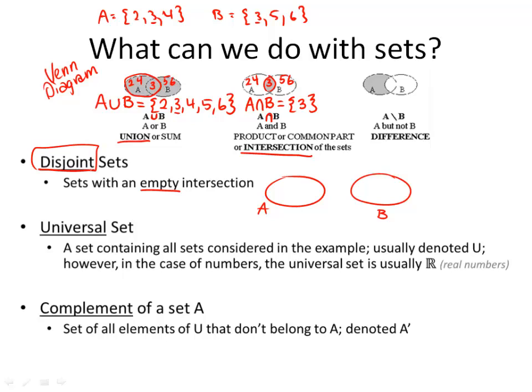Now you also have the difference, so everything in A but not B. So everything in A was 2, 3, and 4. 3 was common to B. So because you want not anything in B, you're basically throwing out anything that was in B, leaving us with just the 2 and the 4.